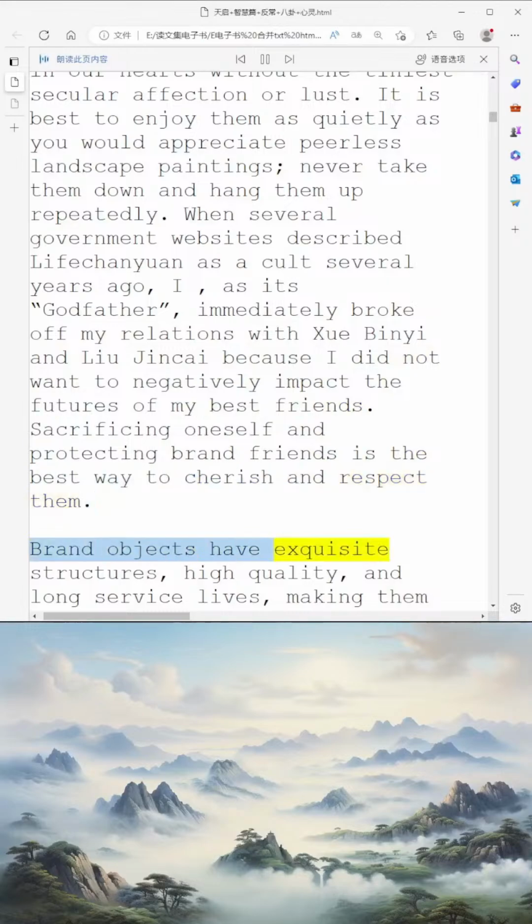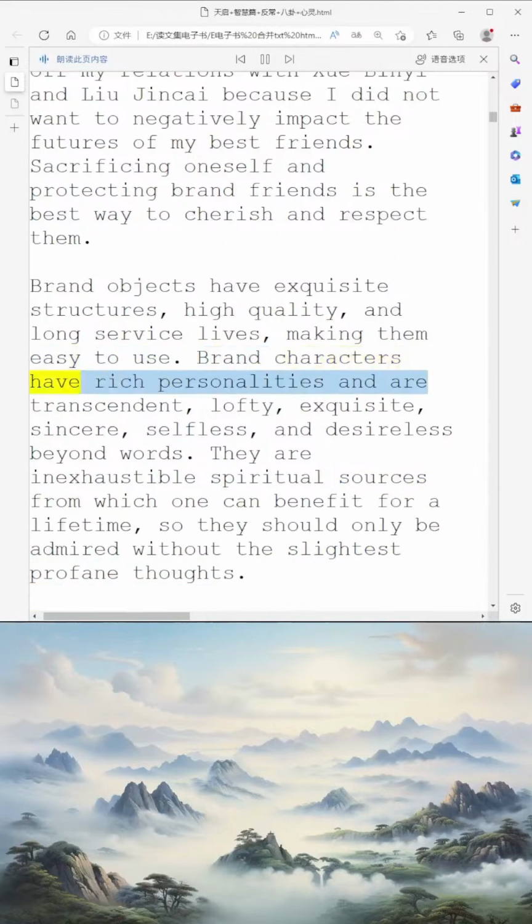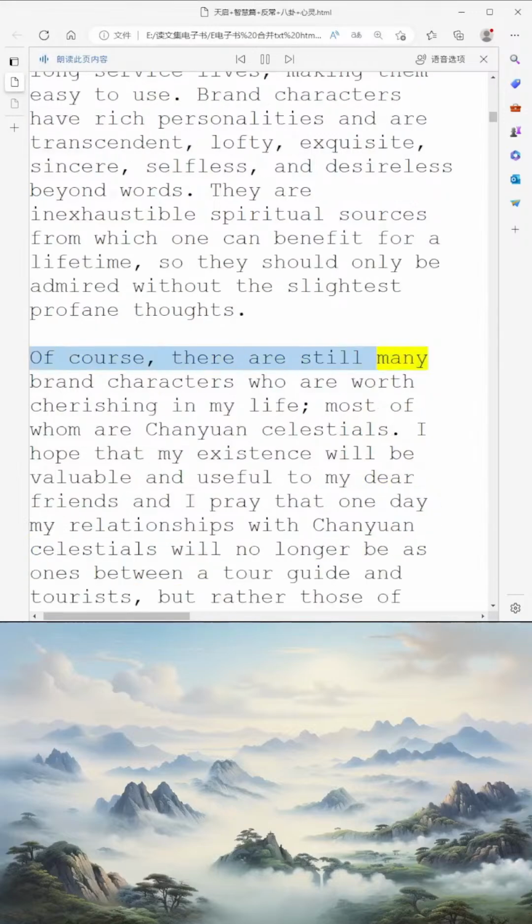Brand objects have exquisite structures, high quality, and long service lives, making them easy to use. Brand characters have rich personalities and are transcendent, lofty, exquisite, sincere, selfless, and desireless beyond words. They are inexhaustible spiritual sources from which one can benefit for a lifetime, so they should only be admired without the slightest profane thoughts. Of course, there are still many brand characters who are worth cherishing in my life, most of whom are Chanyuan Celestials.